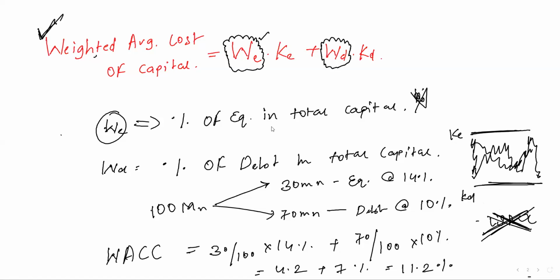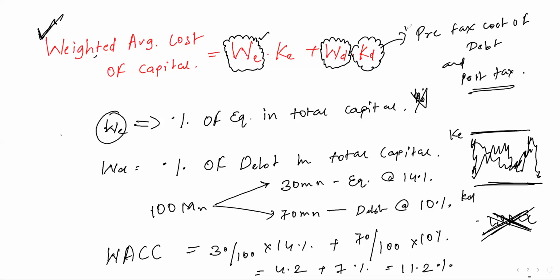One important thing that we need to highlight before we end the session is cost of debt. When we talk about cost of debt, there are two types of cost of debt: pre-tax cost of debt and post-tax cost of debt. Tomorrow, when we start the session, we will be solving a few sums on WACC. We will be solving a few sums on cost of equity as well. And we will be seeing what is pre-tax and post-tax cost of debt.